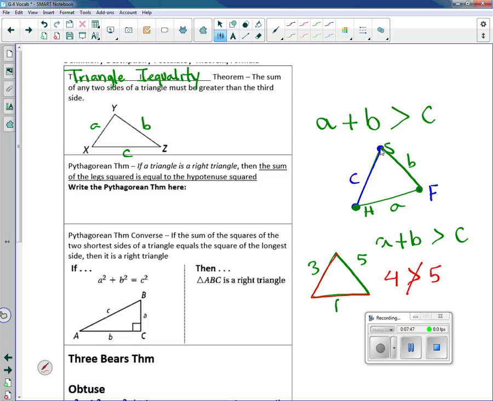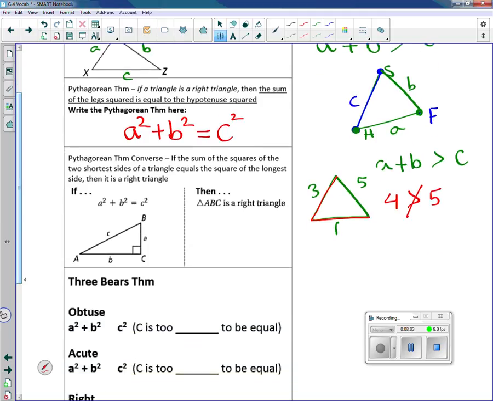All right, Pythagorean theorem: if a triangle is a right triangle, then the sum of the legs squared is equal to the hypotenuse squared. So let's write in the Pythagorean theorem here. Now, the Pythagorean theorem converse, let's stop for a second. Remember, the Pythagorean theorem says that if you have a right triangle, then when we square the two sides that form the right angle, that has to equal the hypotenuse squared.